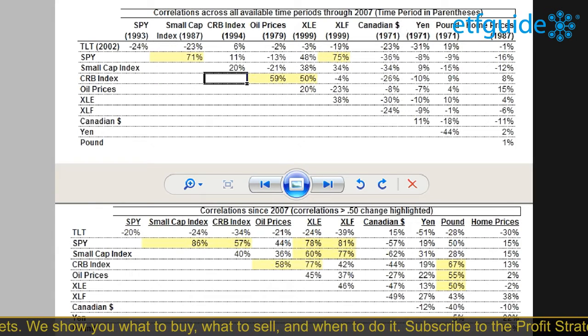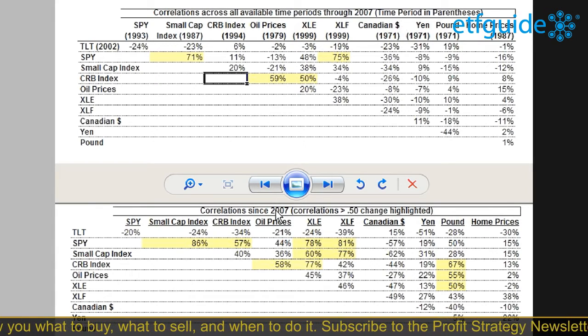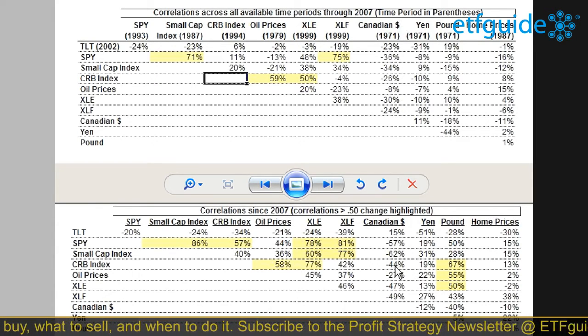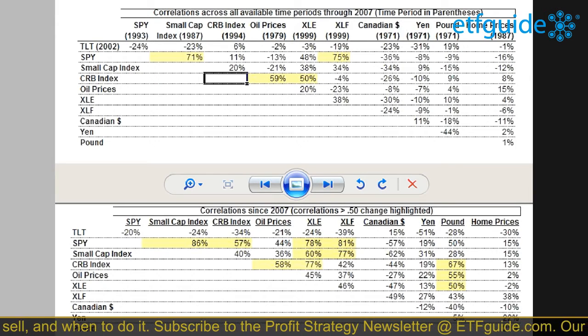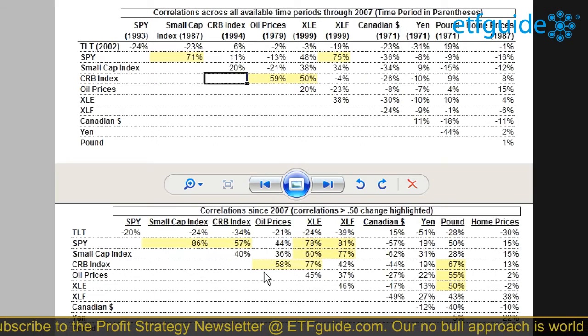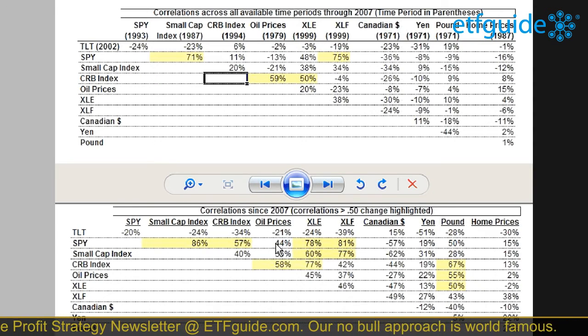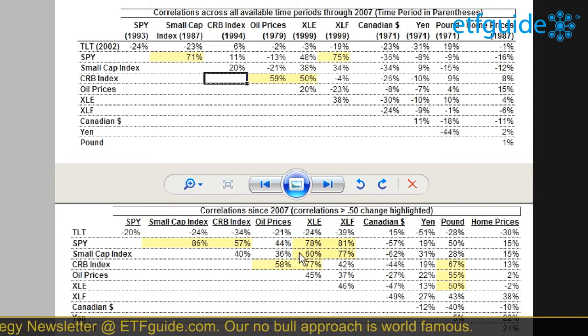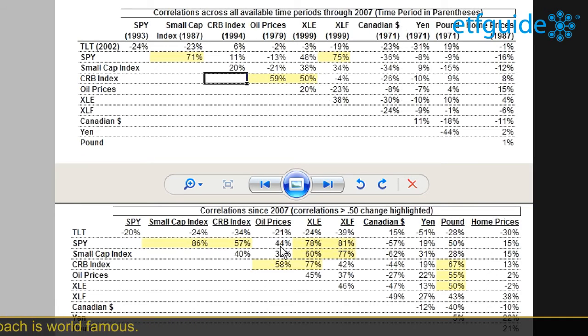Now skip down to the table since 2007 and notice some of the significant changes in the numbers. The next table shows the same correlation between oil and the SPY. Since 1993, it was negative 13%. Now it's spiked all the way up to 44%. You now get significantly less diversification benefit by holding both of these and most assets in a portfolio.